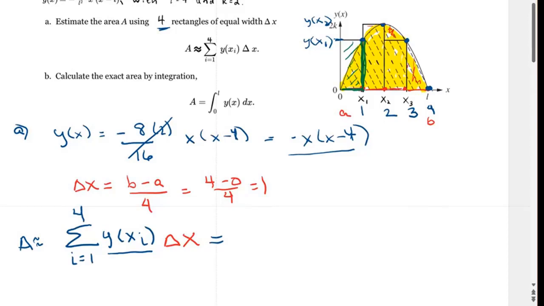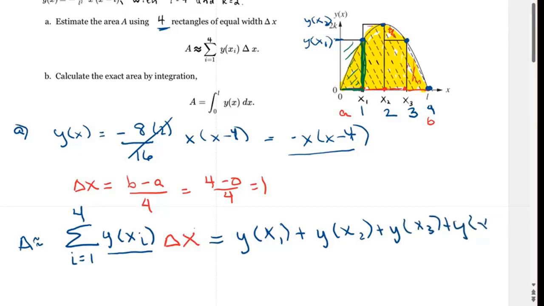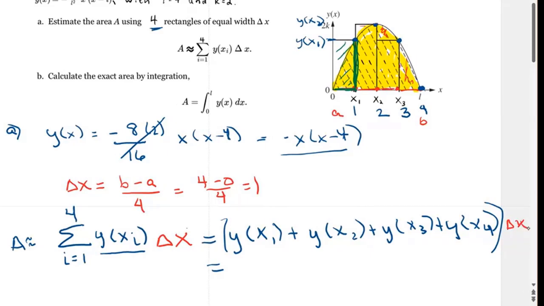It's 1. I don't have to do anything with it because I can take this outside of the summation notation, or I can multiply each thing by 1. It's not going to change anything. I'm going to leave it out. I want to add up y of x1 plus y of x2 plus y of x3 plus y of x4. And yes, the whole thing in reality is times delta x, but we already said that that's 1.